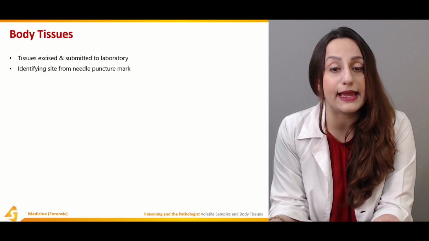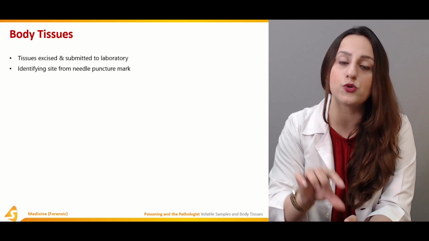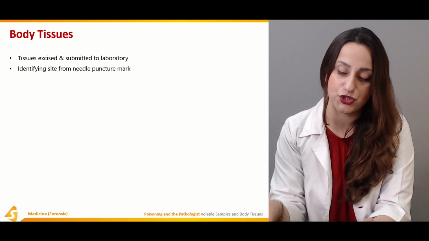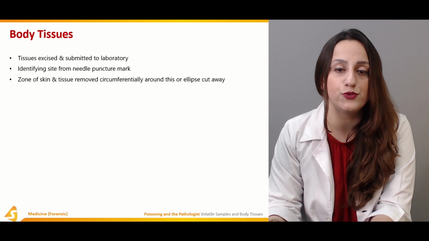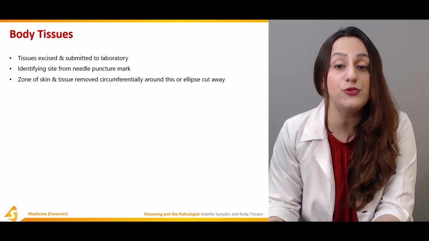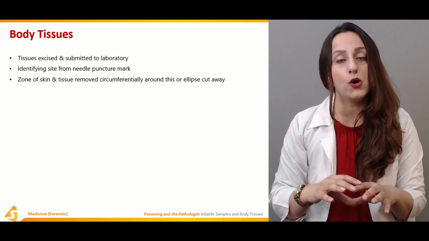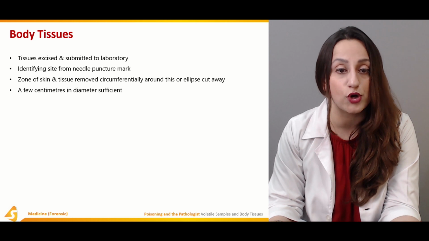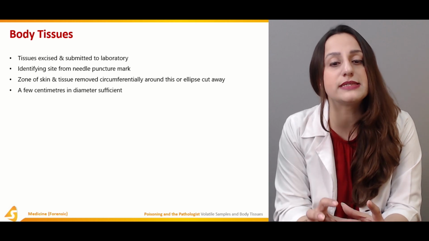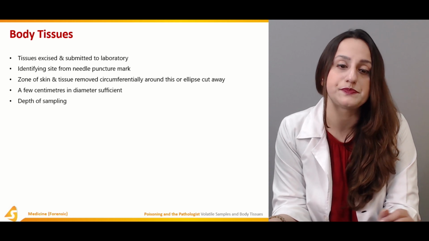The identifying site from the needle puncture mark is again going to identify that this was punctured due to the evisceration of so-and-so organ. The zone of the skin and the tissues is removed circumferentially, an ellipse cut away. So it's basically the whole circumferential cut that is going to be performed whenever we are going to send the body tissues. A few centimeters in diameter are basically sufficient when we are dealing with such tissues.